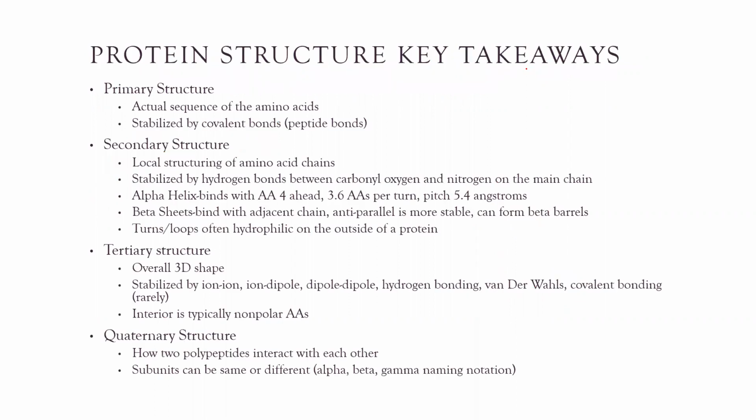Okay, key takeaways for protein structures. I've harped on this a lot, but I think it'll be a good review. Primary structure is the actual sequence of the amino acids, stabilized by covalent bonds, peptide bonds. Secondary structure is local structuring of amino acids. You can have an alpha helix, a turn, a beta sheet, then another beta sheet connected by a turn going into another alpha helix. The key here is we're just looking at certain regions.